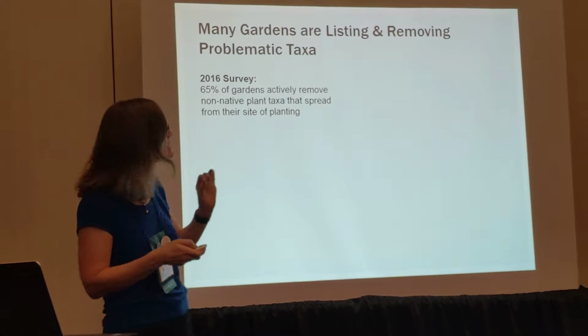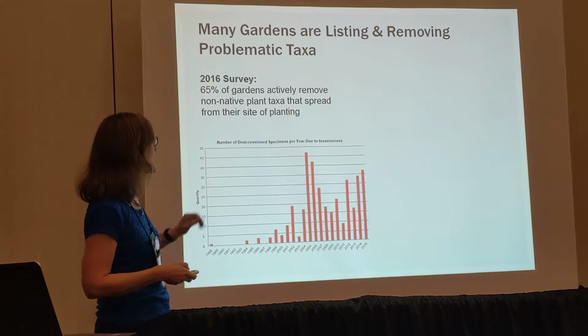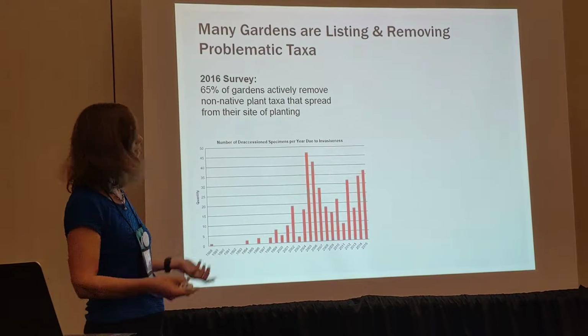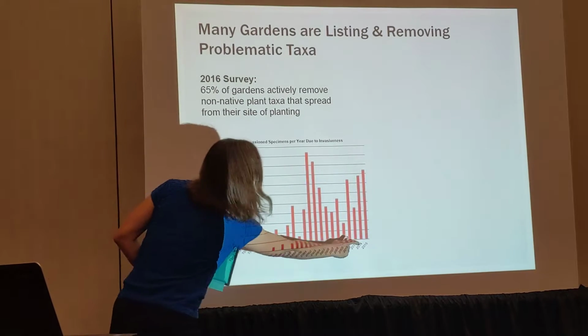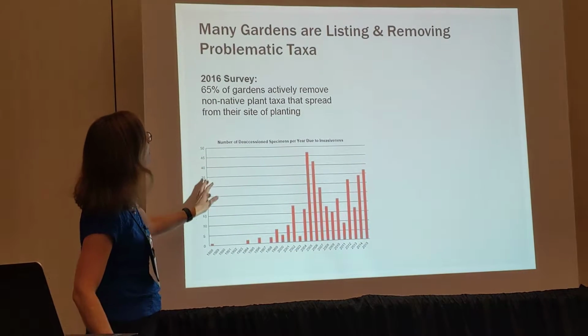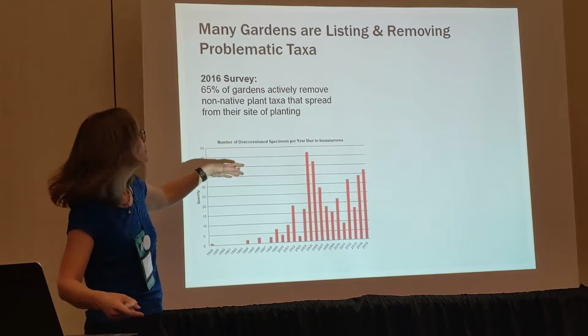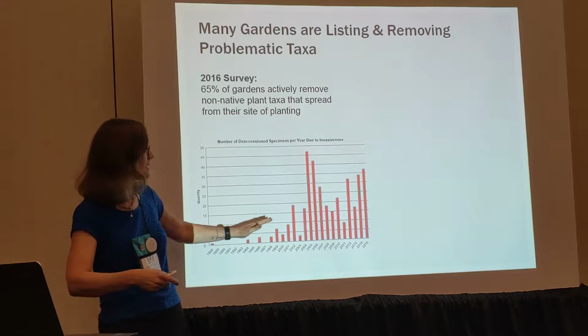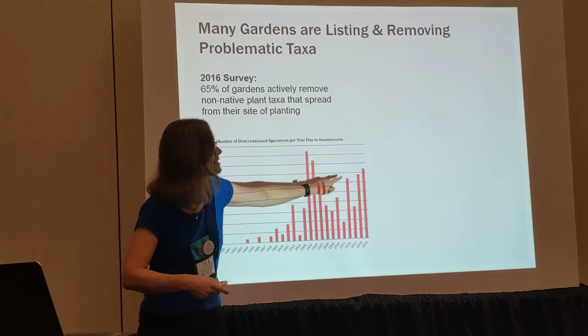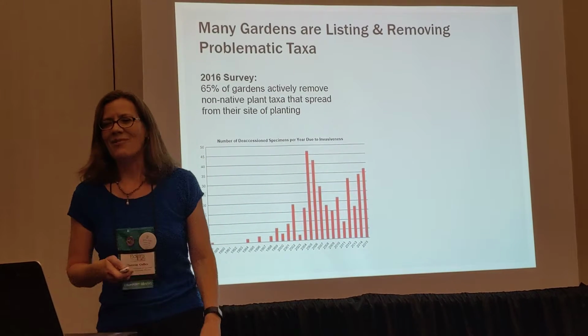So over half, 65%. This is just an example of one garden where they said, hey, we have data. So here's over years, starting from 1988 to 2015. This is the number of de-accessioned or removed specimens per year due to invasiveness. You can see some of them, I don't know why there's a dip there, but there is. And that's what we have.